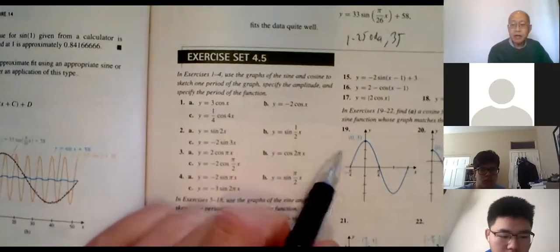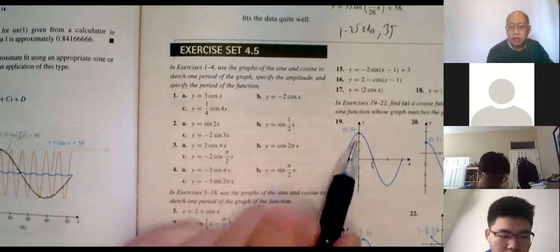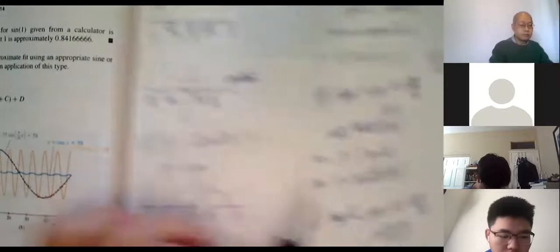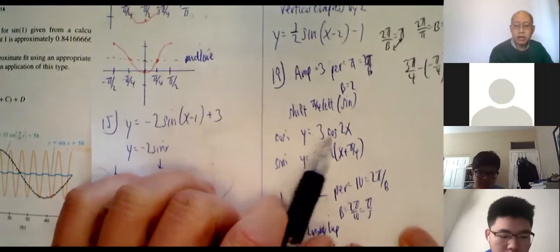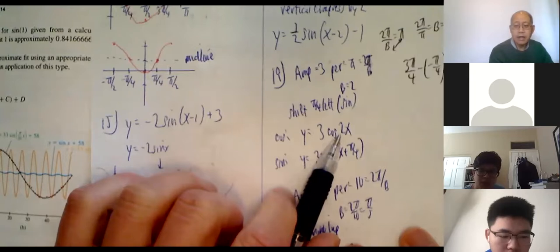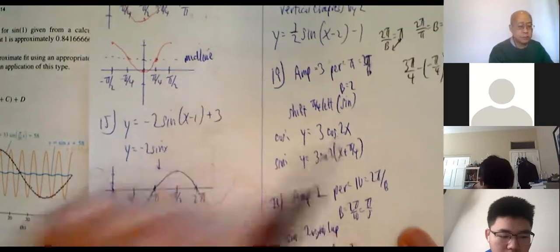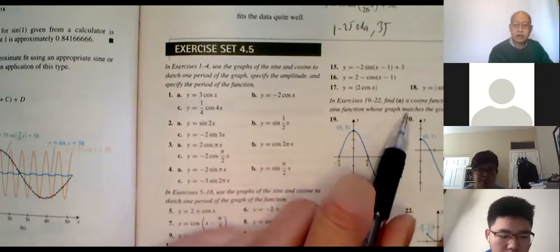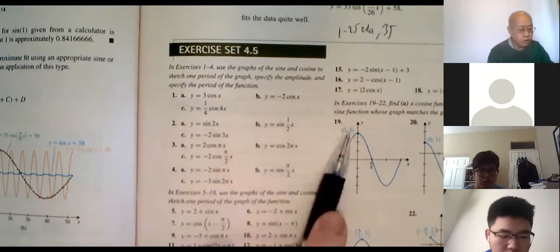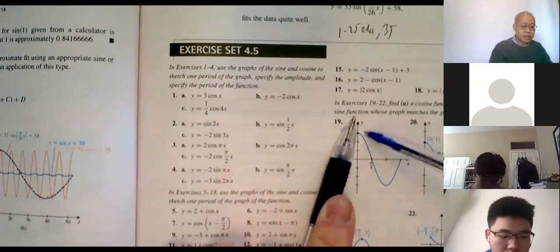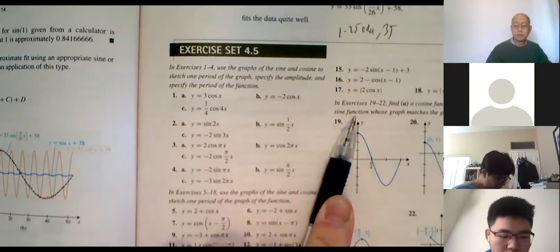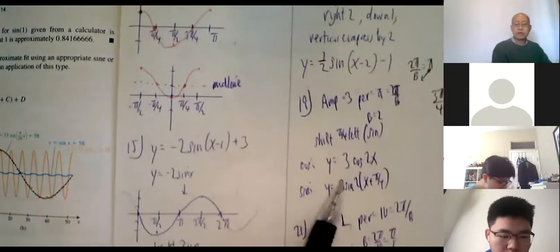Okay. Now, if I want a cosine function, cosine already starts at the maximum, right? So this is good to go. So y equals 3 cosine of 2x. That's a cosine function. It asks for a cosine and a sine, so you could actually write this as a cosine or as a sine. Okay, find a cosine function. Well, if I ignore this part over here and only look at this, it's already starting at the maximum, so to speak. So y equals 3 cosine 2x.